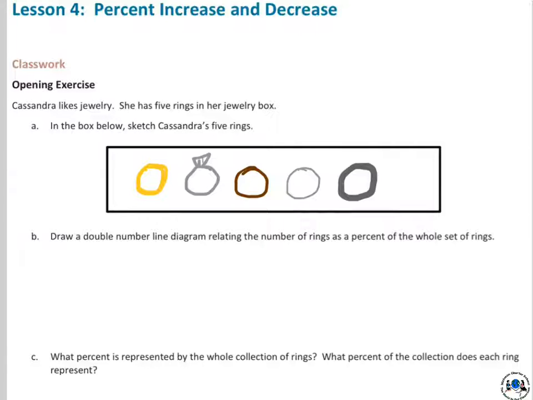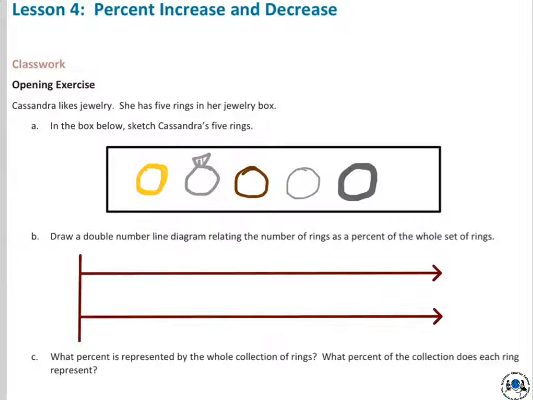Okay, so what we're going to do now is draw a number line diagram relating the number of rings as a percent of the whole set of rings. And you can remember our double number line diagrams. Okay, we're going to make it look a teeny weensy bit different this time.